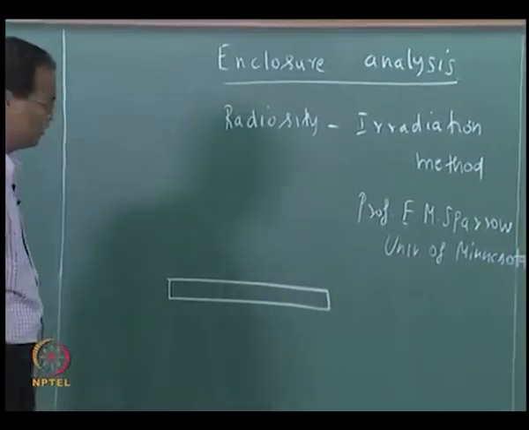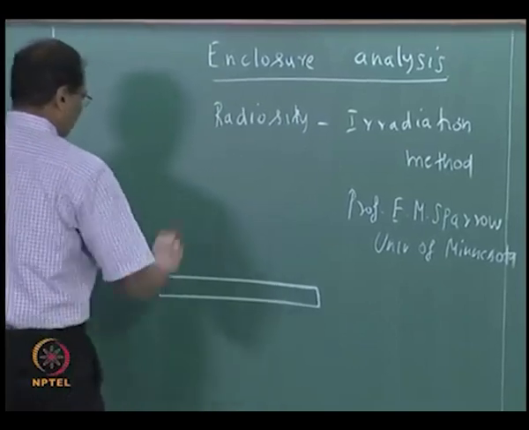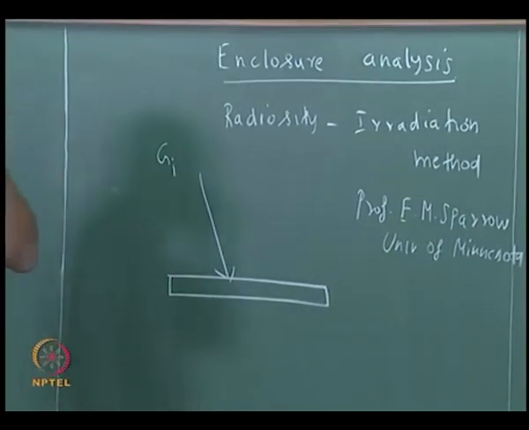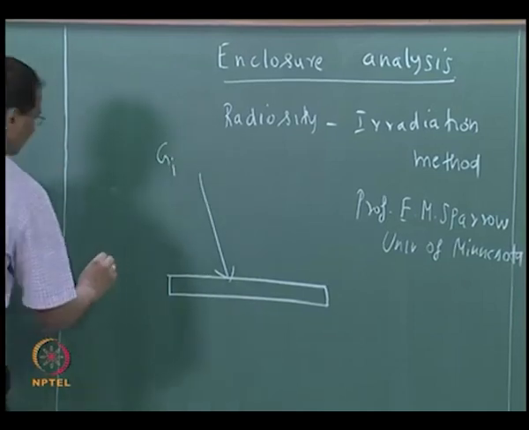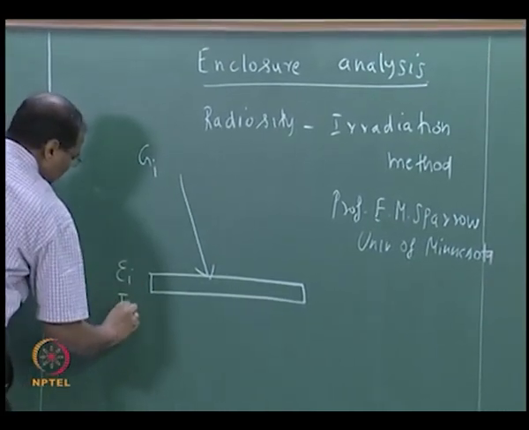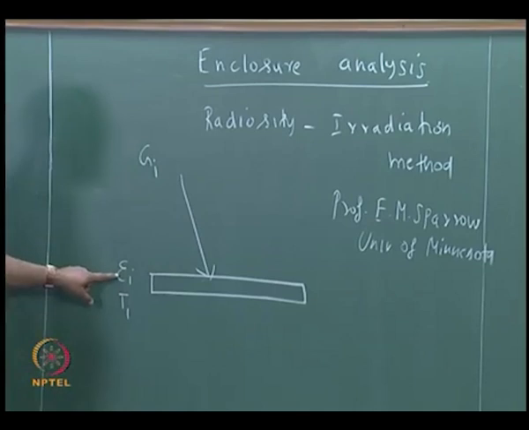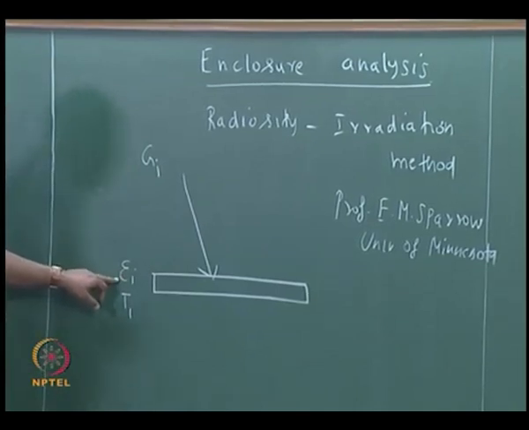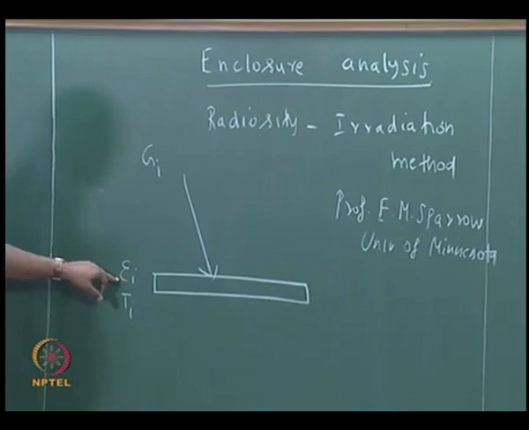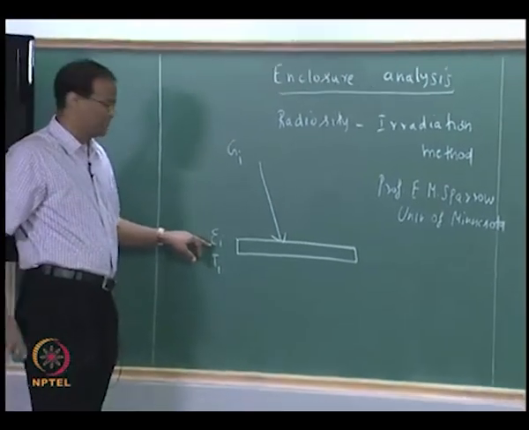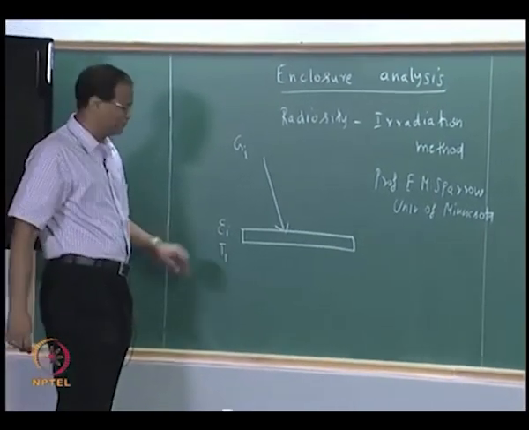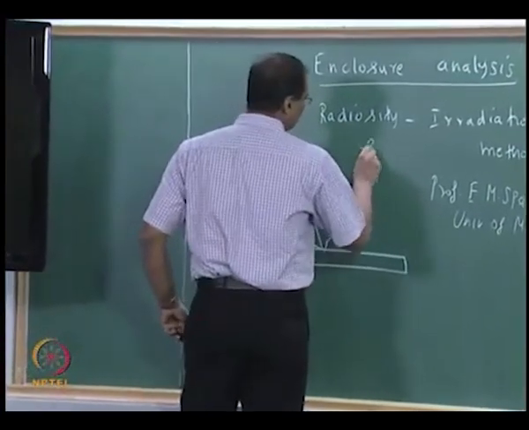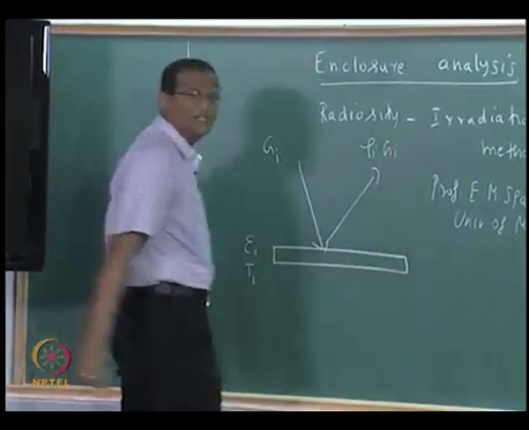This chalk piece is not very good. Okay. Now, there is an irradiation Gi falling on a surface. This surface has an emissivity. Be more specific: it is a hemispherical total emissivity. This is the temperature of the plate. Now out of this Gi, a certain portion is reflected, that is rho i Gi.